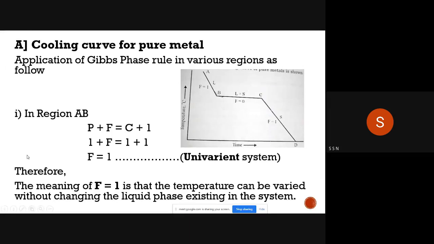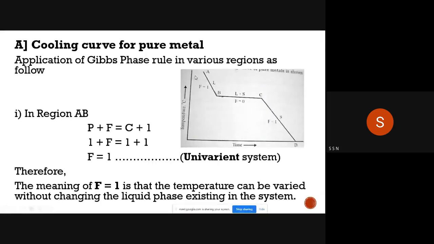So every time for that cooling curve, we need to apply the Gibbs phase rule for different lines. Here 3 lines are there for the cooling curve of pure metal: A to B, B to C, and C to D. Apply the Gibbs phase rule for each line. For the first line we have applied it and got degrees of freedom equal to 1. The meaning of F equal to 1 is that the temperature can be varied without changing the liquid phase existing in the system.